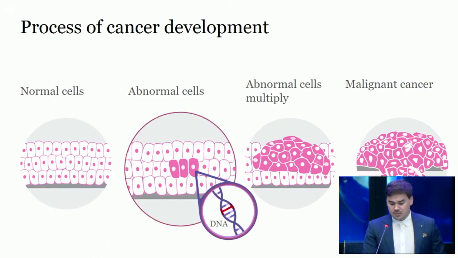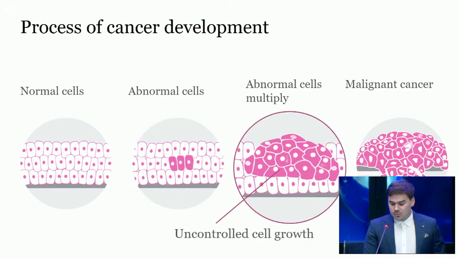But sometimes the normal cells can become abnormal due to mutation in their DNA, and then such cells can live longer, they can grow and divide faster, and they also do not perform their function anymore. As these abnormal cells keep growing and dividing, they form a mass of abnormal cells that is called a tumor. And when the tumor spreads or invades nearby tissues, it's called cancer.